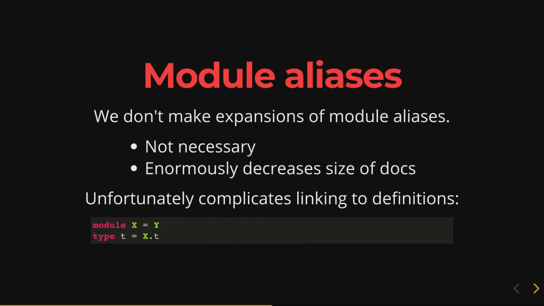We don't ordinarily expand module aliases unless they're canonical modules as in the previous slide. It's not necessary because the module aliases are real aliases and there's no need to simply duplicate the contents. Additionally, it does enormously help reduce the size of the docs we produce. The downside is that it complicates linking to definition points. In the example here, we need to ensure that the link for x.t points actually at y.t, while the text of the link remains at x.t.